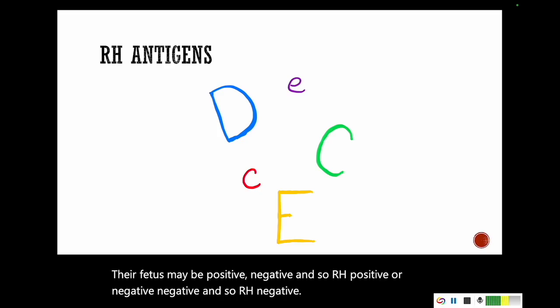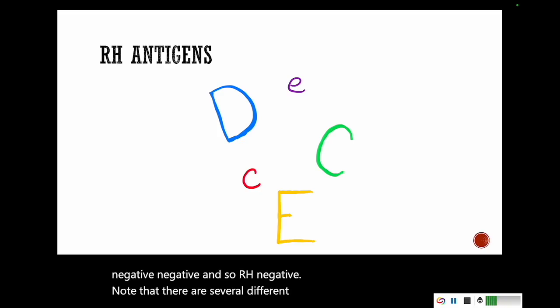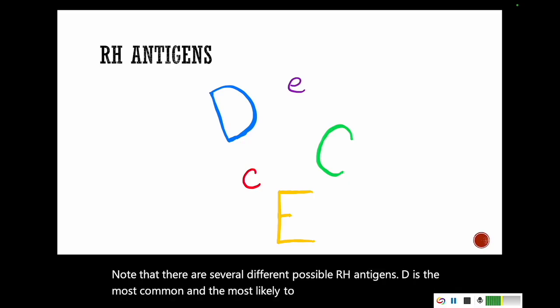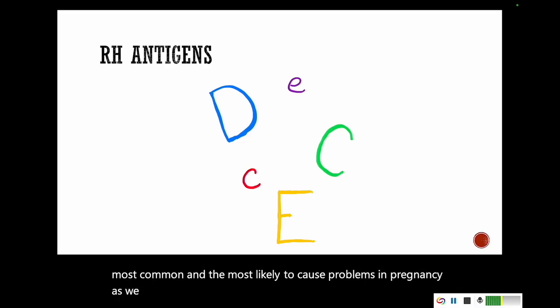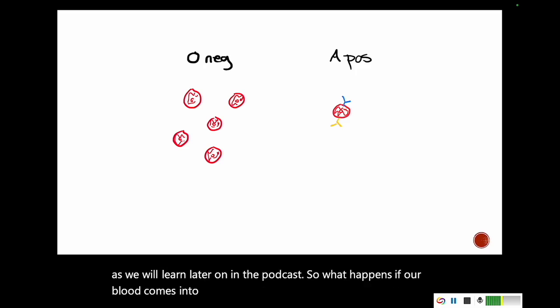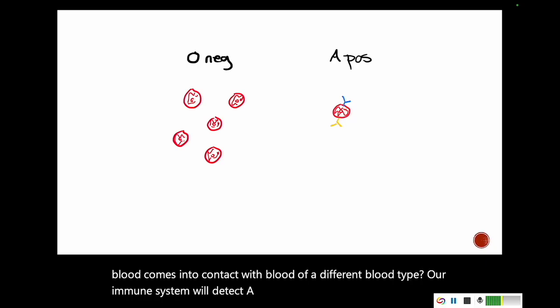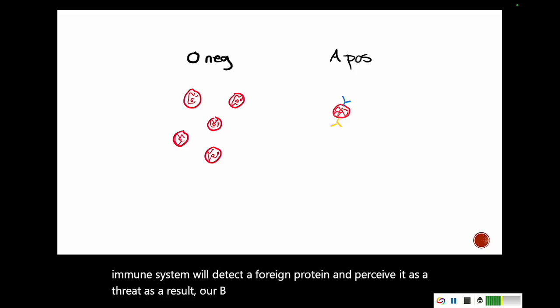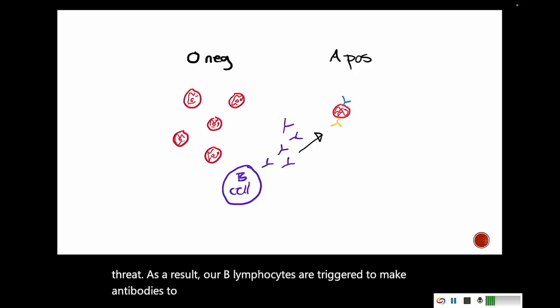Note that there are several different possible Rh antigens. D is the most common and the most likely to cause problems in pregnancy, as we will learn later on in the podcast. So what happens if our blood comes into contact with blood of a different blood type? Our immune system will detect a foreign protein and perceive it as a threat. As a result, our B lymphocytes are triggered to make antibodies to attack these cells that contain the unfamiliar antigen.